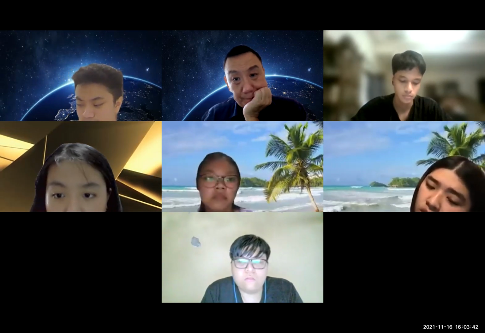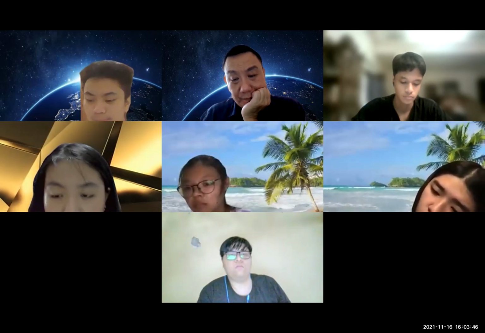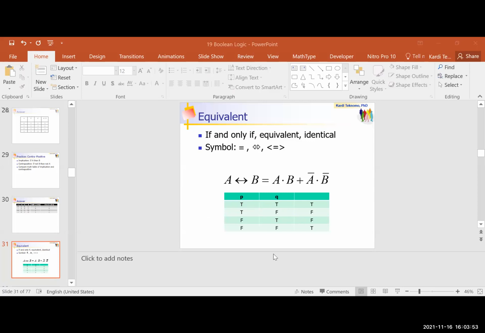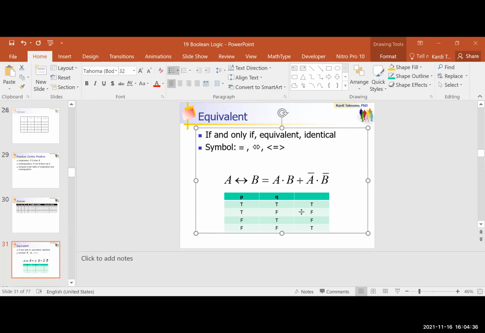How about equivalent? How do you say that A is equivalent to B? Equivalent means identical. I will always say if and only if. That means equivalent. These are the symbols of equivalent: three equals signs, or two arrows like this. If you want to combine, equivalent means A and B, or not A and not B. And this is the pattern of equivalent.